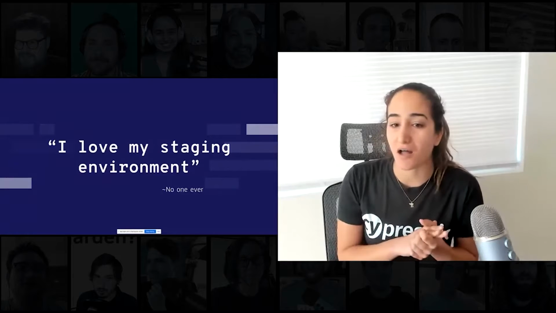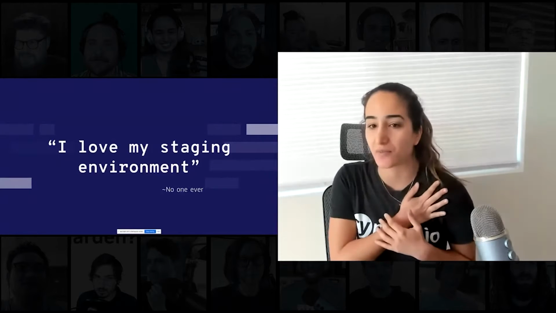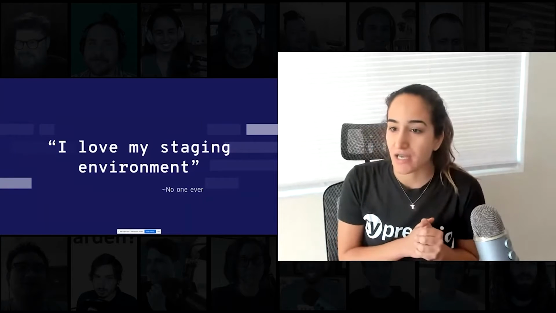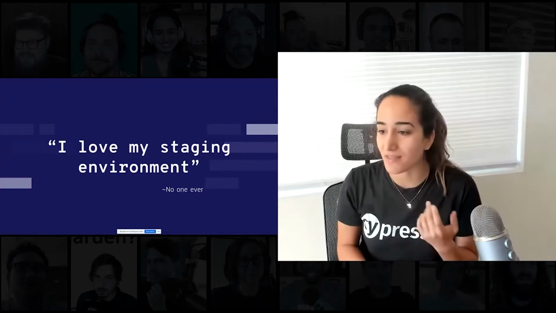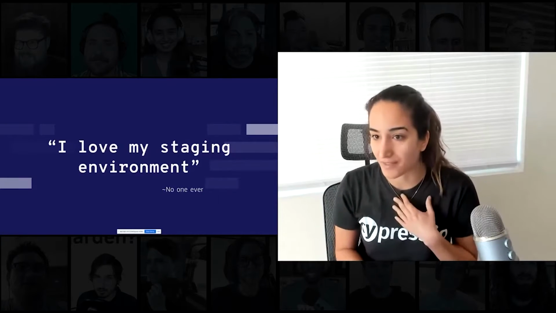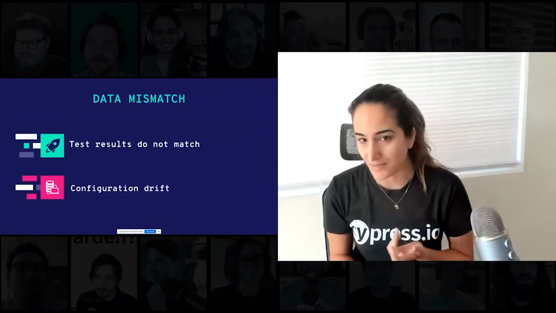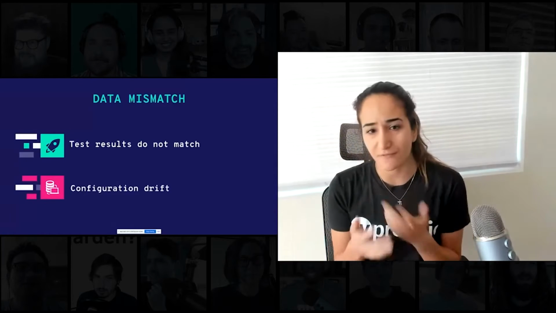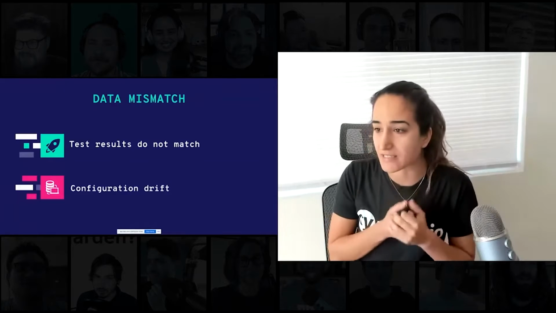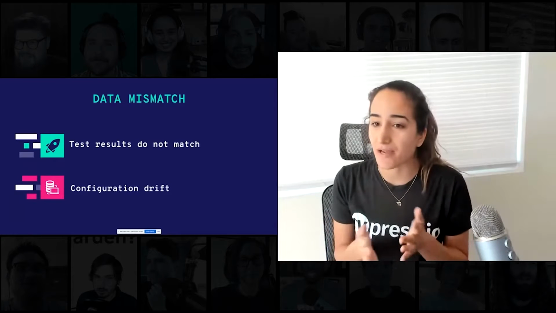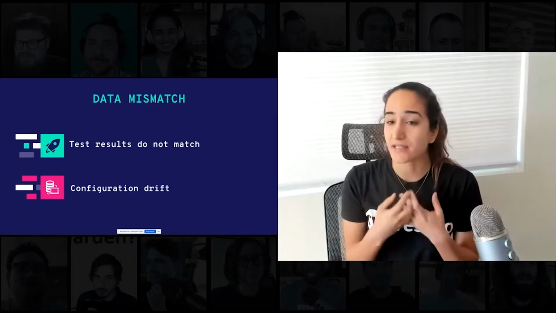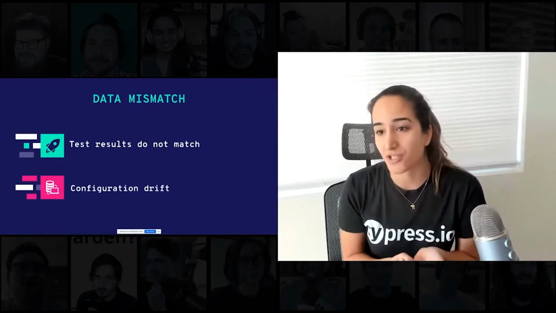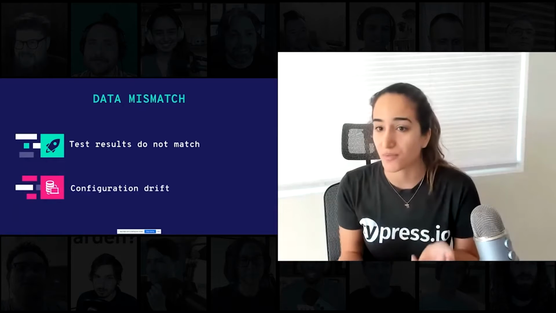So a lot of the issues that I had with staging, I just want to see if you guys had these issues too. So these are some of the things that I've dealt with, and I'm sure you guys have dealt with them too. So the first issue that I had when I was testing in a staging environment was data mismatch. So the data in staging doesn't match production, which means the test results don't always match, right?